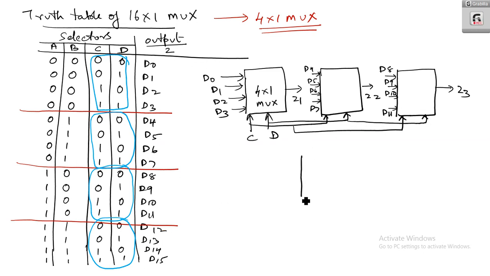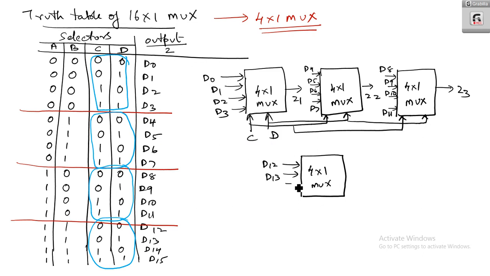So another 4 by 1 mux. This is a 4 by 1 mux, this is also a 4 by 1 mux, and using another 4 by 1 mux, I can select D12, D13, D14 and D15. 4 by 1 mux means it has two selectors, and the selectors I am using are C and D. So what will I get is Z4.